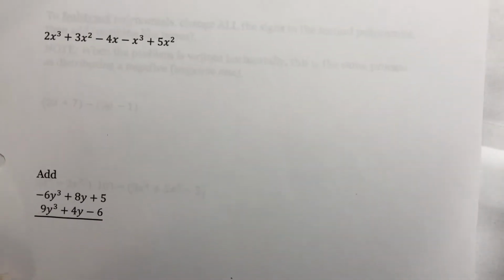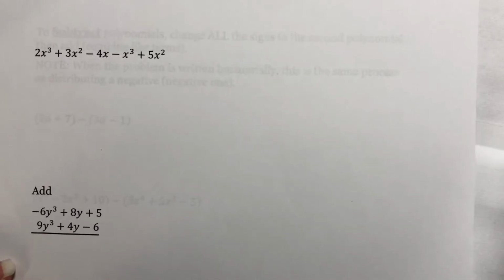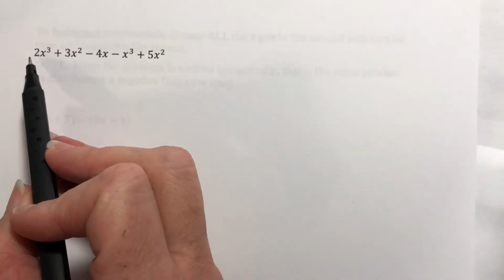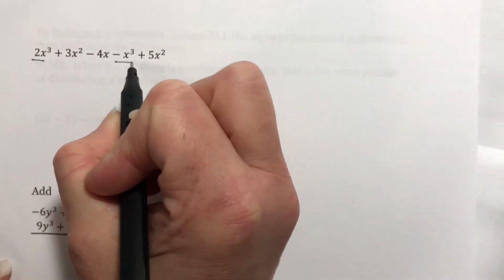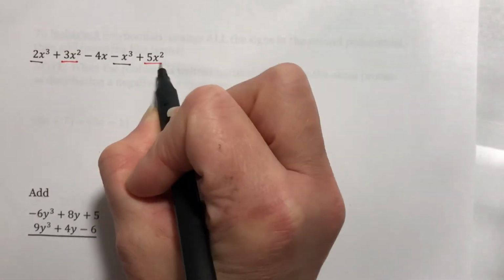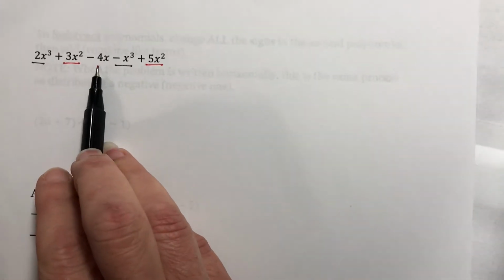Okay, now let's try this one. We have more like terms. All right, I have 2x cubed. Do I have another x cubed? Yes, right here. Okay, and then I have an x squared, and I have another x squared. I'm matching those up, and then the x is going to be by itself.